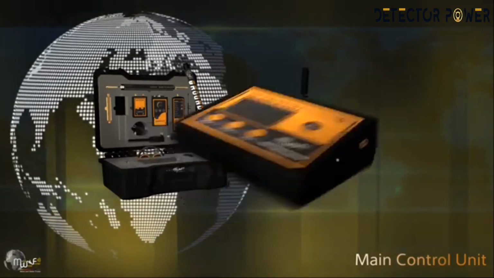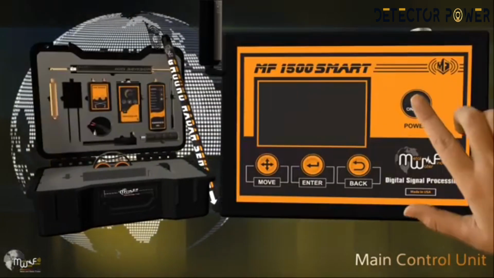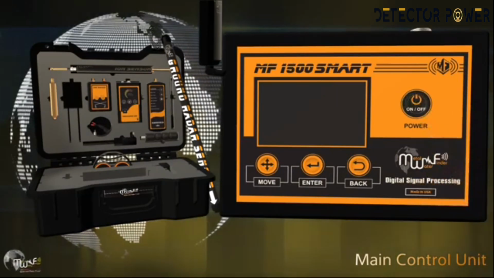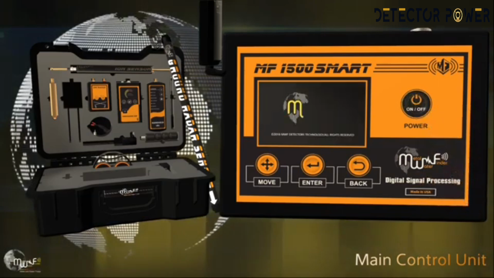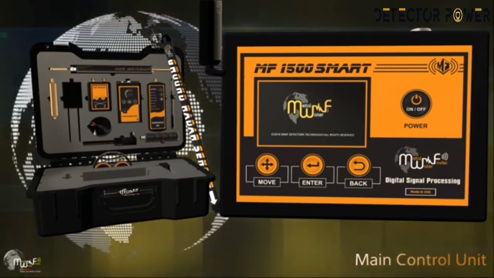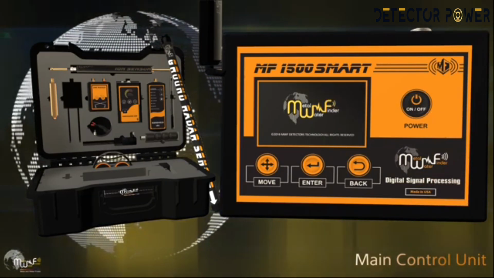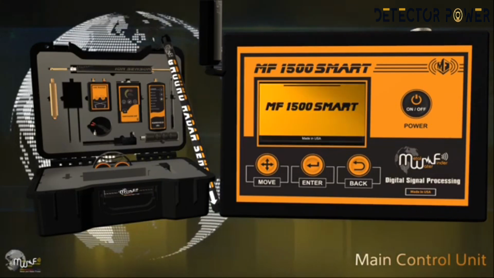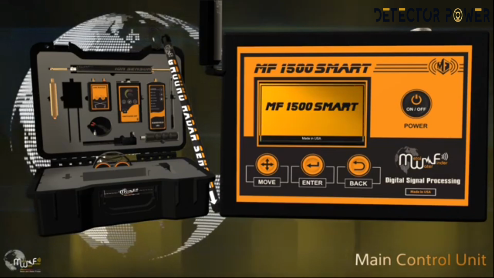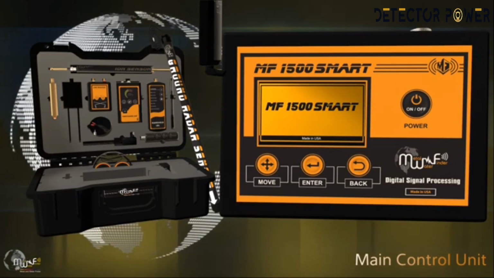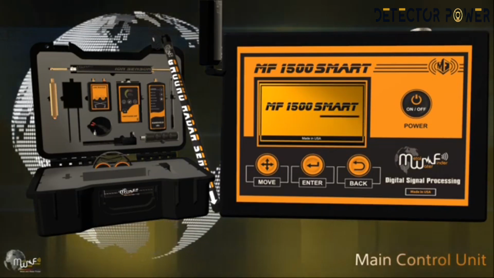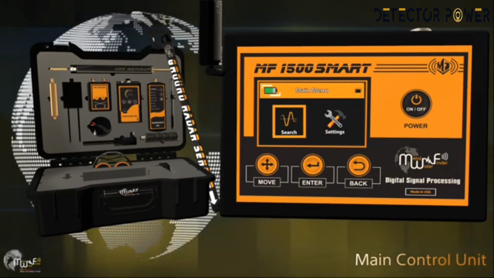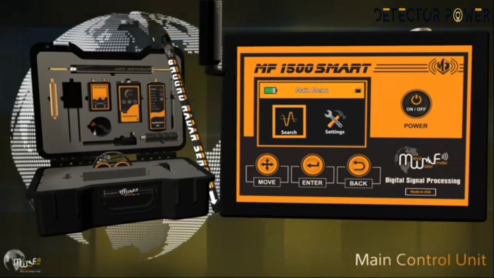Headphone socket. Secondly, how to operate the device and adjust its settings. Turn on the device by pressing and holding the power button for a few seconds, then wait for the welcome interface to finish. The main menu will display battery indicator, search menu, settings menu.